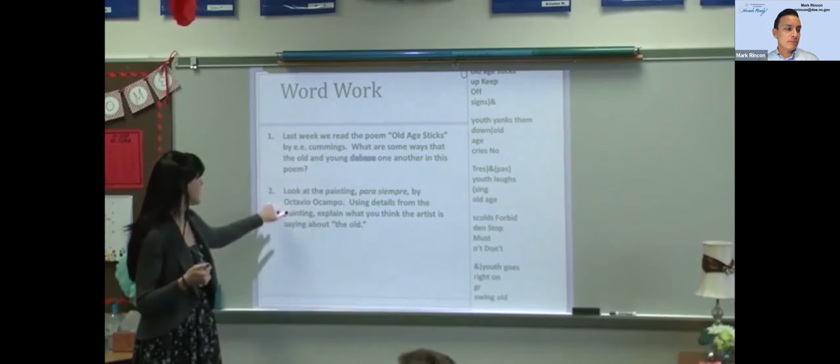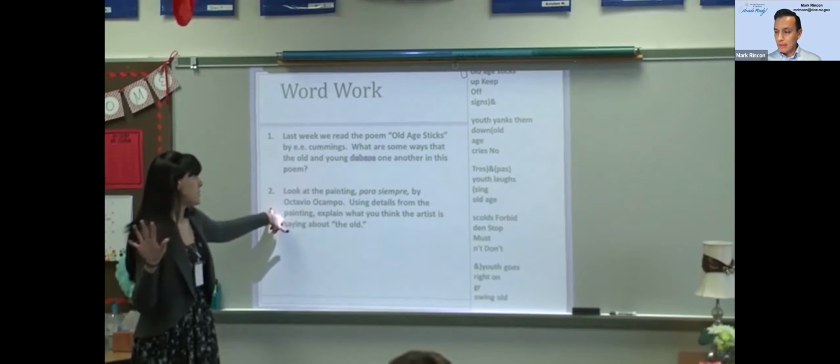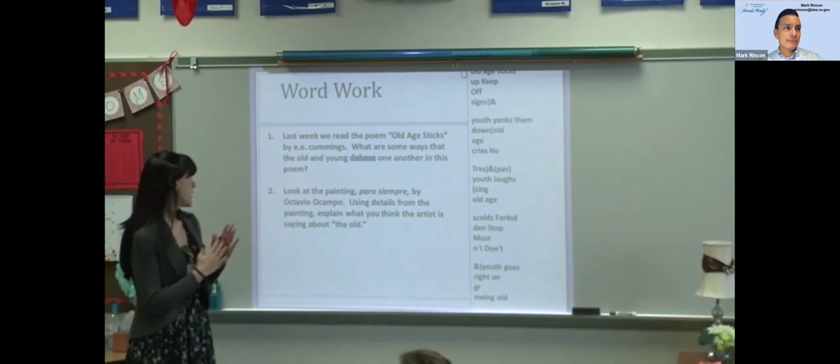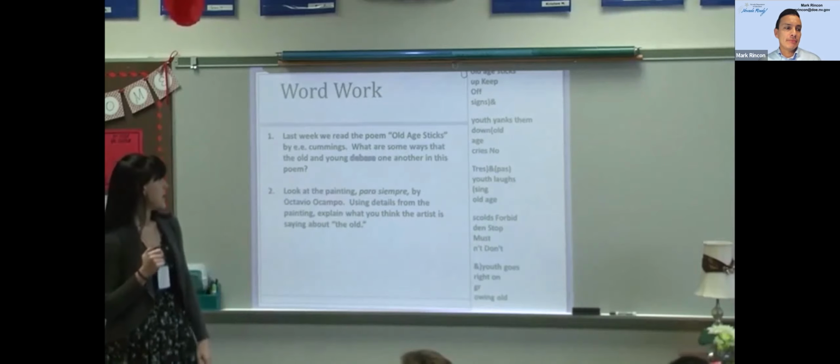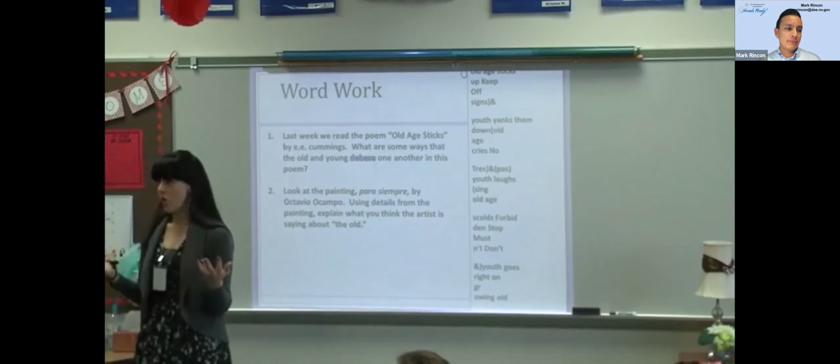And then the second thing, I'm actually going to put a picture at your tables once you start working. There's going to be a painting called Para Siempre by Octavio Ocampo. And using details from this painting, I want you to look at it as a group, kind of critically analyze it, and answer the question, what do you think the artist is saying about the old?